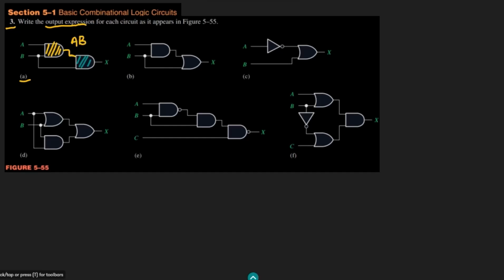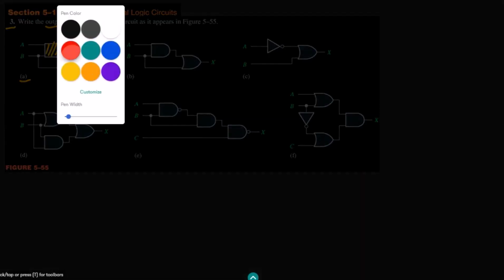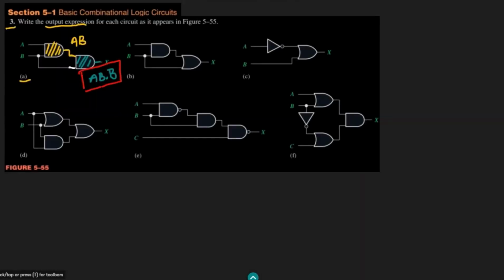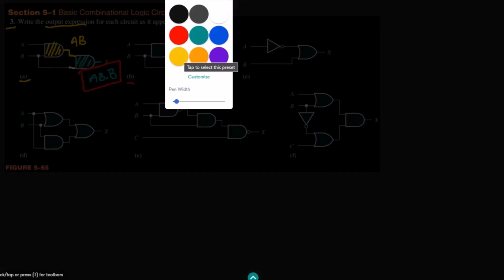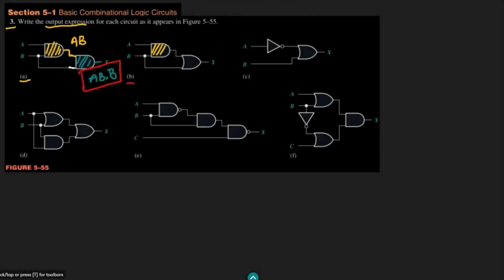Now this AB will be applied, and this B will also be applied here to this AND gate, and the output of it will be AB dot B, because AB and this B are ANDed together. This is the output, and that is basically the answer of part A. Similarly, for part B, let me use the same colors. This is the yellow color here, and for the second gate I am applying this green color.